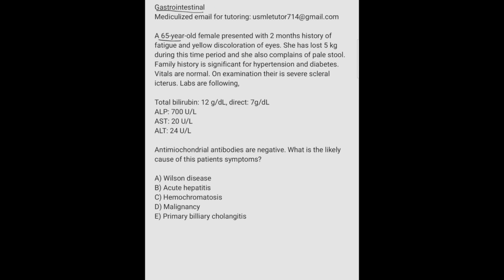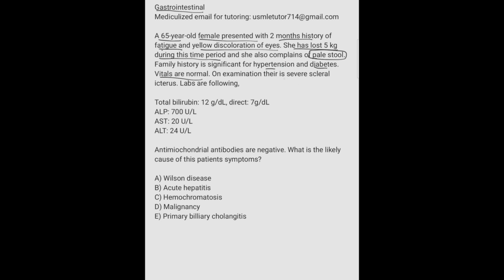A 65-year-old female presented with a 2 months history of fatigue and yellow discoloration of the eye. So far it looks like jaundice, and there is also weight loss during this time period, and she also complains of pale stool, so it looks like obstructive. Family history is significant for hypertension and diabetes. They did not mention that this patient has it, it's just family history. Vitals are normal.